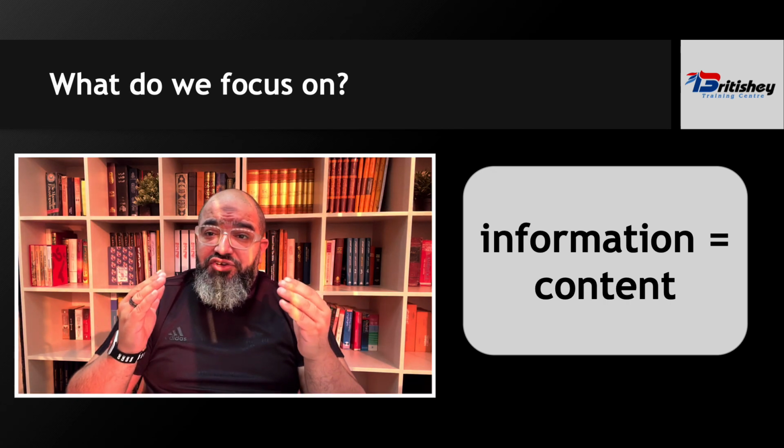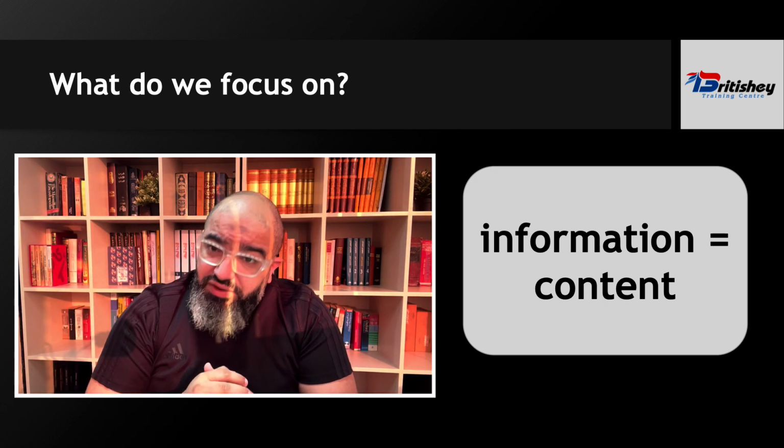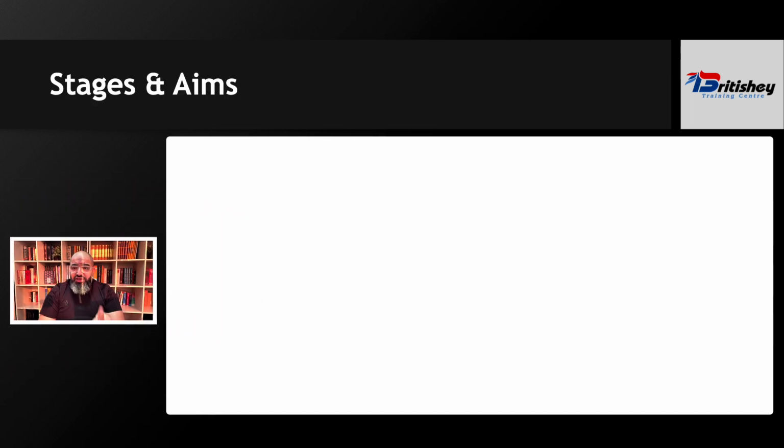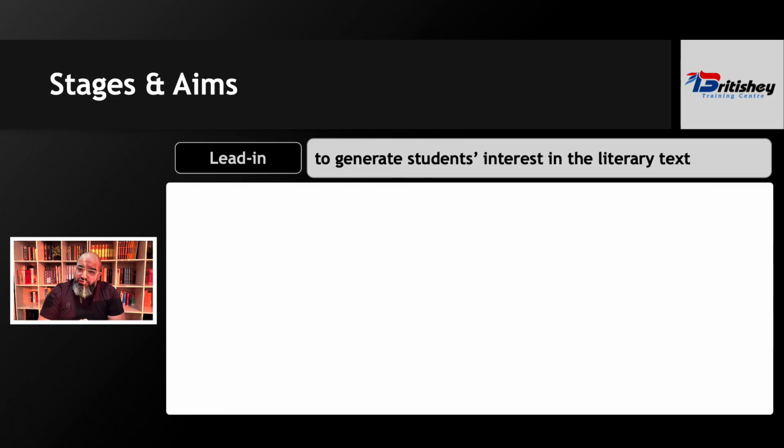So what are the stages and the rationales in this framework? And I would say stage number one, as usual, is leading. And of course, leading is to generate students' interest in the topic of the literary text. So that is the first stage.